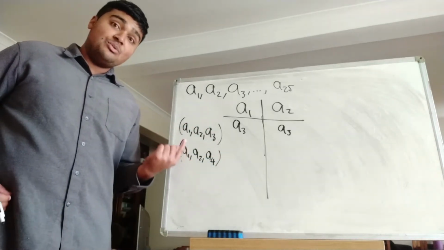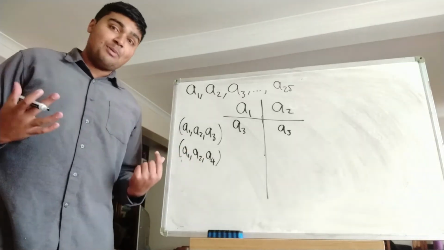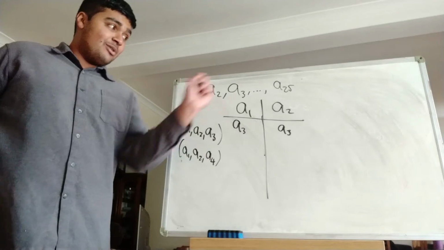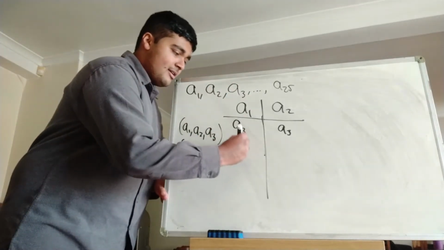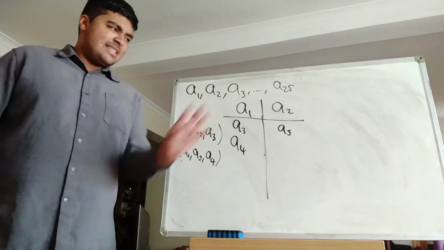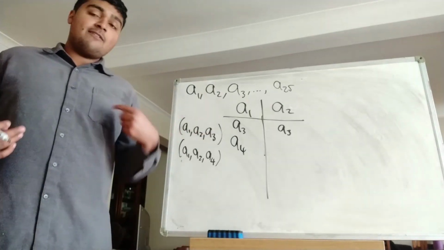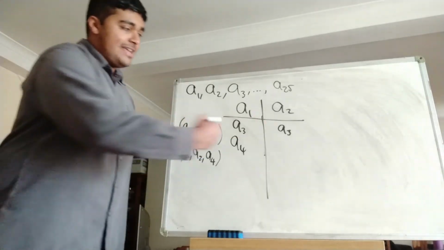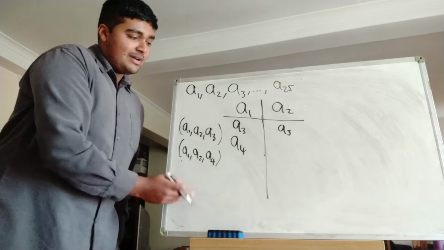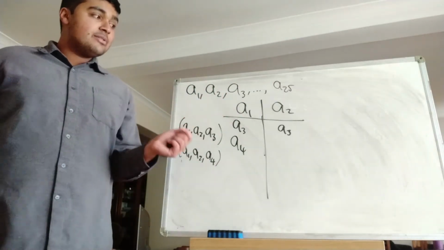Because A1 and A2 do not know one another, either A4 knows A1, A4 knows A2, or A4 knows both. In which case we're going to write A4 under the corresponding column, so let's suppose now A4 only knows A1. So A4 only knows A1, and it doesn't know A2, so we put A4 there, and we continue this argument with A5, A6, all the way up to A25. So we're going to have an A3 row, an A4 row, an A5 row, an A6 row, and so on, all the way up to A25. So there are going to be 23 rows.